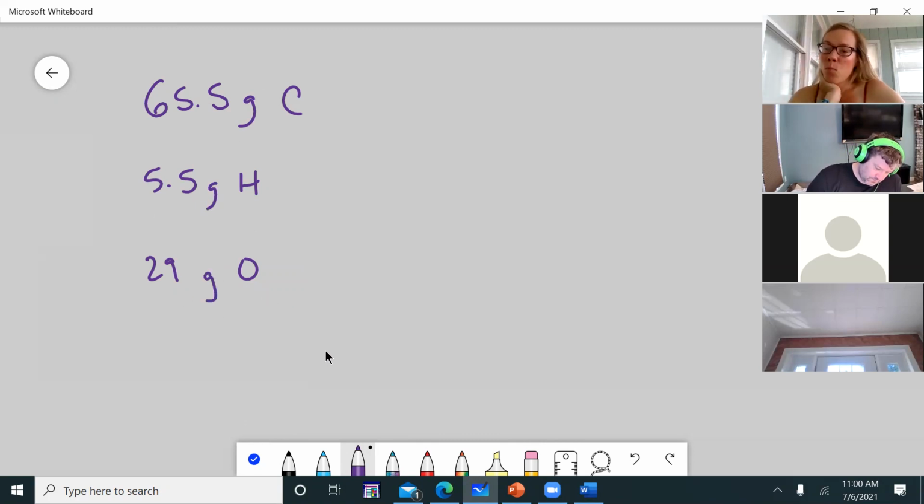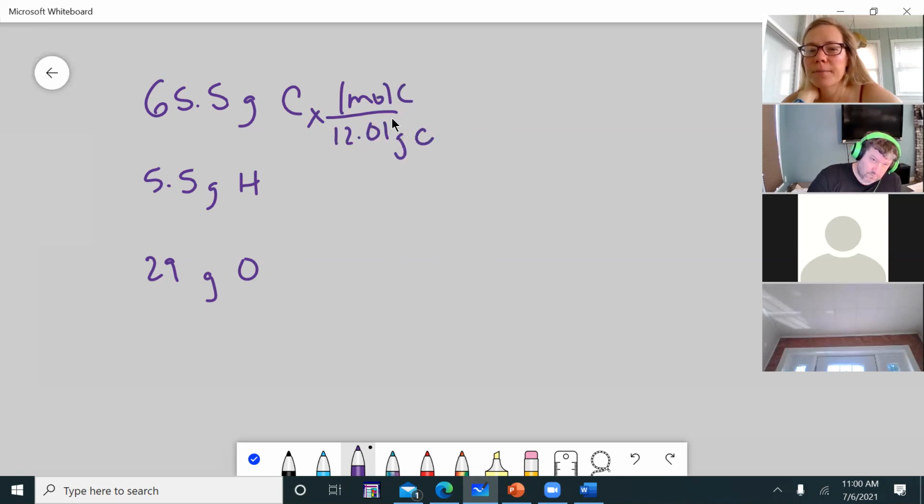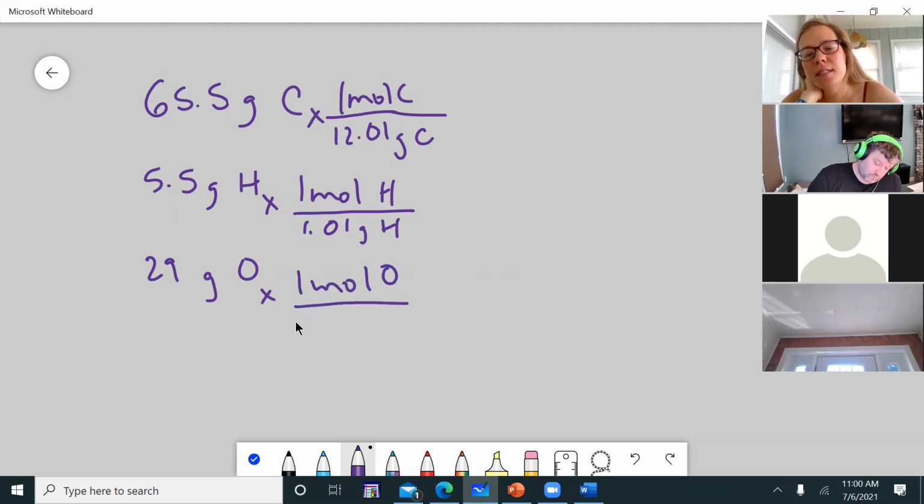Now, one thing that students sometimes will do is they'll start writing these as their subscripts and then divide from there. We can't do that, right? Because this is a mass relationship. We need to get it into moles. First step, go into moles. So I need to convert carbon into moles. 1 mole of carbon is 12.01 grams of carbon. Need to get hydrogen into moles as well. So 1 mole of hydrogen is 1.01 grams of hydrogen. And then 1 mole of oxygen is 16 grams of oxygen.